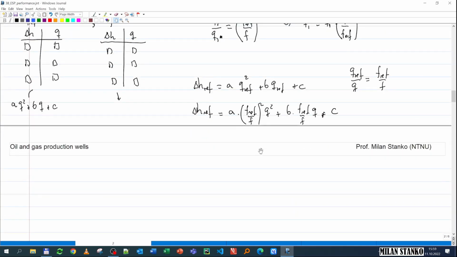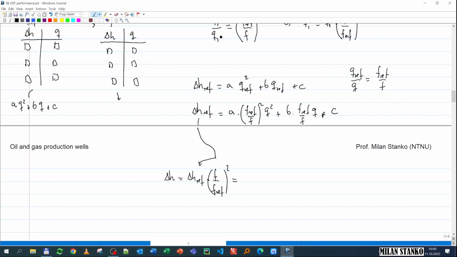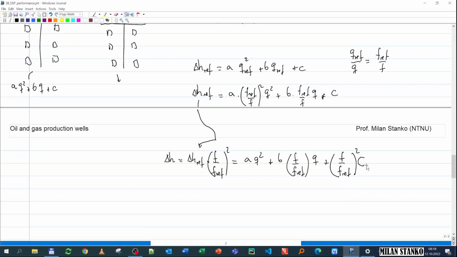No problem there. Okay, but I have one more thing to change, which is the delta H. I want to calculate the actual delta H, and I know this one is delta H of the reference times F divided by F of the reference, squared. And then I can substitute the expression here, okay, and I end up with A times Q squared. This cancels out, okay, so I have nothing multiplying the first term. I have B times F divided by F reference times Q plus F divided by F reference squared times C.